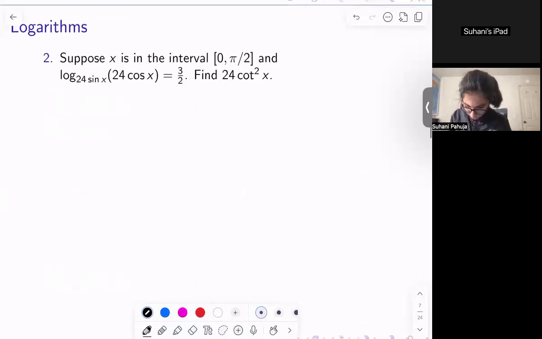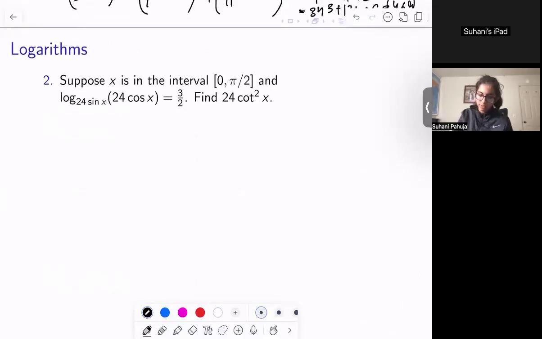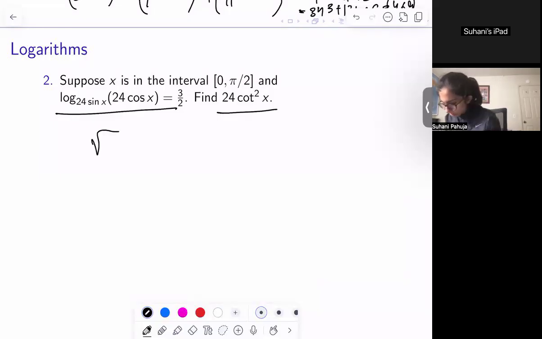Okay, and then the next question is: suppose x is in the interval from 0 to pi over 2 inclusive, and then we want to find 24 cotangent squared x given this. So as is common for logarithm problems, we can convert this into an exponential equation. And if we do that, then we would get the square root of 24 cubed sine cubed x is equal to 24 cosine x.